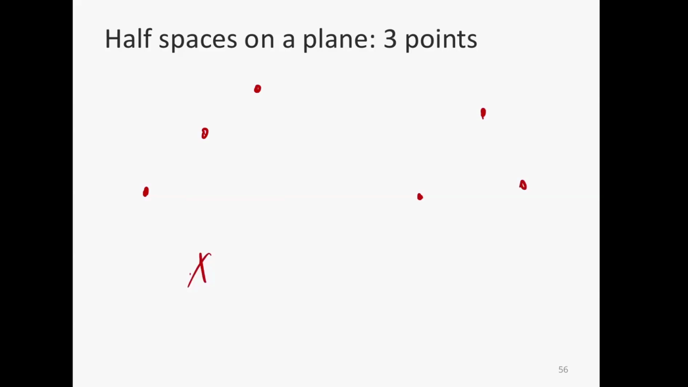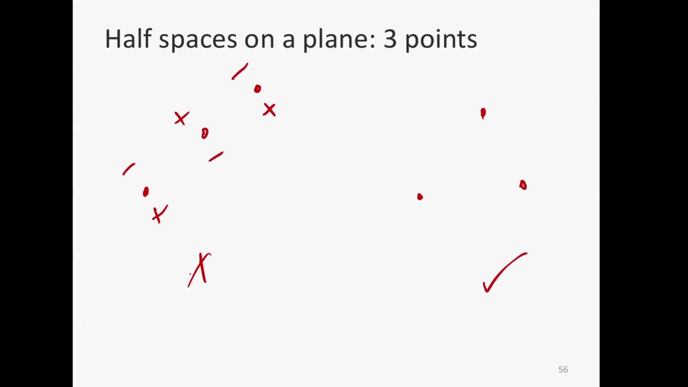This thing cannot be shattered. This thing can be. And to say that something cannot be shattered, I need to produce a counterexample. Here's one counterexample. There's another counterexample, which is also this one. So there are two different labelings which cannot be matched by any line. Whereas to show that 3 points that form a triangle can be shattered, I need to then enumerate every possible labeling.